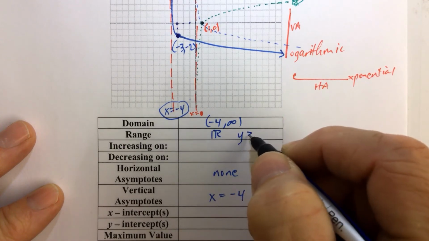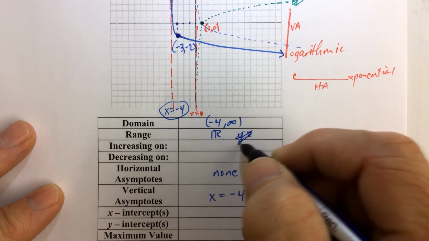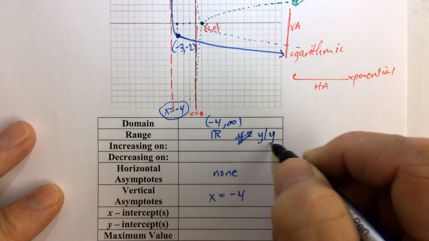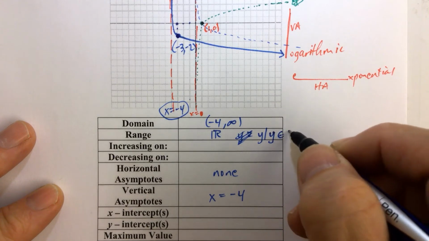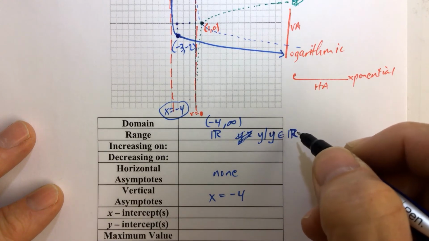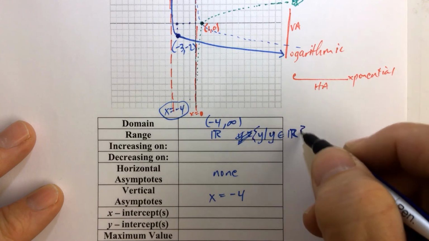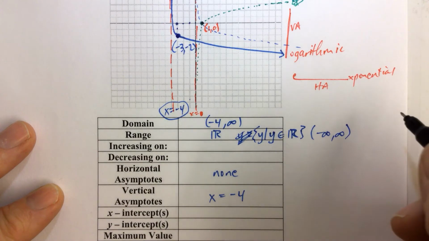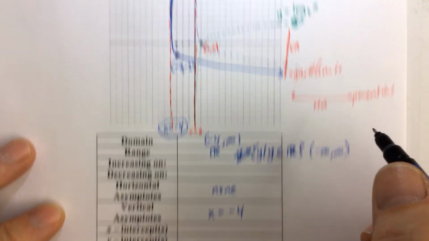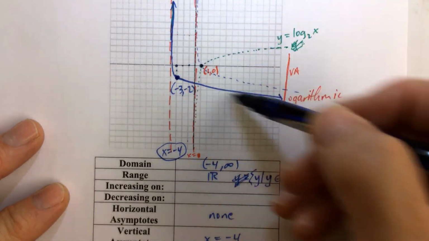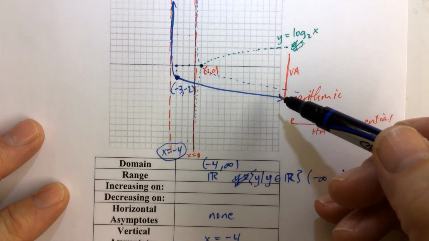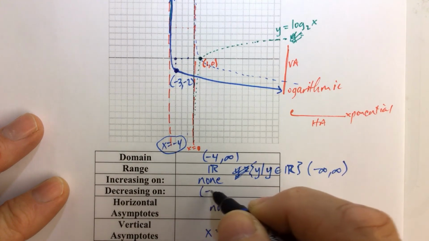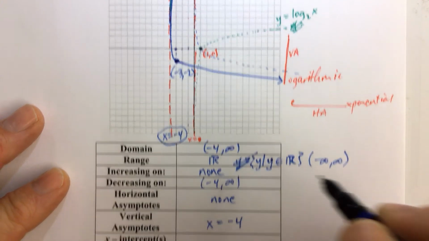The range for all logarithmic functions is all real numbers. You can write it as y such that y is an element of all real numbers, or you could write it as negative infinity to infinity in the y direction. Anyway, increasing. So we can see that the function is not increasing. The y values are always getting smaller as you move from left to right. So increasing on no interval, decreasing from negative 4 to infinity over the entire domain.